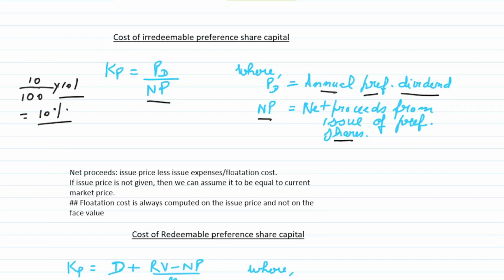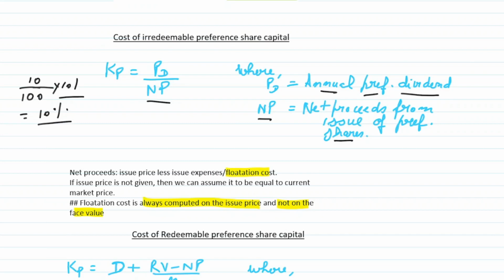What are the issue expenses that a company may incur? They may have certain legal charges, or they may incur some administrative charges towards the issue of the preference share. So these charges are to be deducted from the issue price, right? Please remember, it's very important that flotation cost is always computed on the issue price and not on the face value, right? Whenever we talk about dividend, it is always calculated on the face value, but whenever we calculate flotation cost, it's on the issue price.